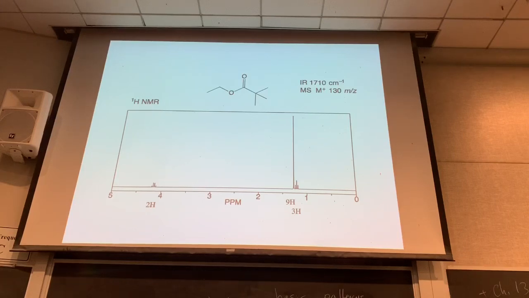Okay. We've got the mass spec, 130, which is for that formula. 1710, yeah, for the carbonyl. And then the multiplicity patterns. And the shift position really tells you that that ethyl has to be down here around 4. Okay. Questions on that? Very good.